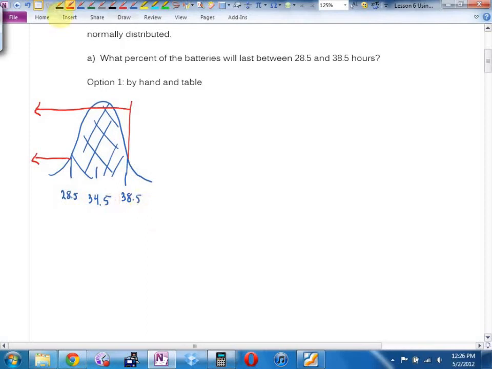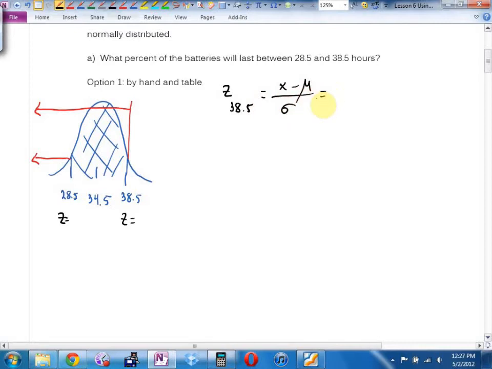Oh, we need to change this, Colleen, to a Z score and another Z score. In fact, here's how I write this. I need to find the Z score that goes with 38.5, which is going to be x minus mu all over the standard deviation.